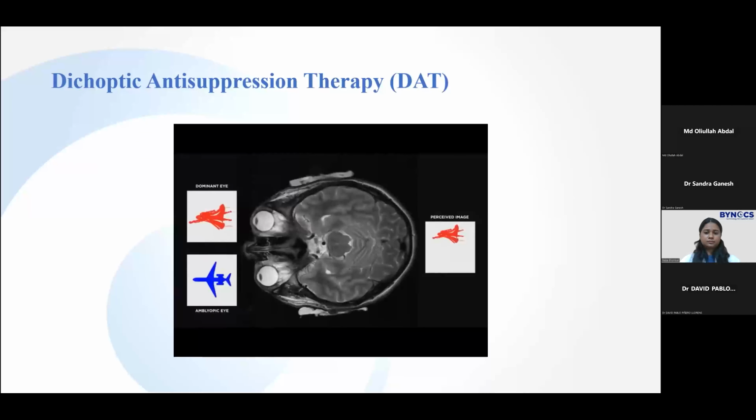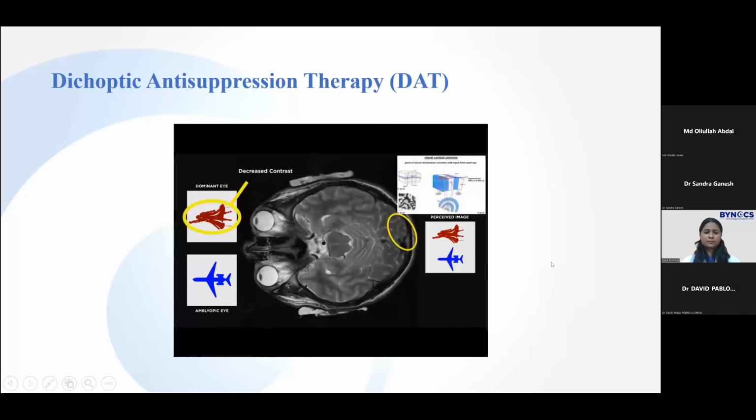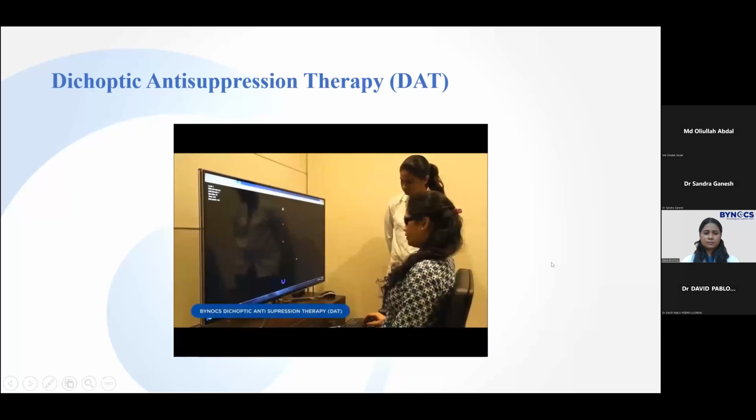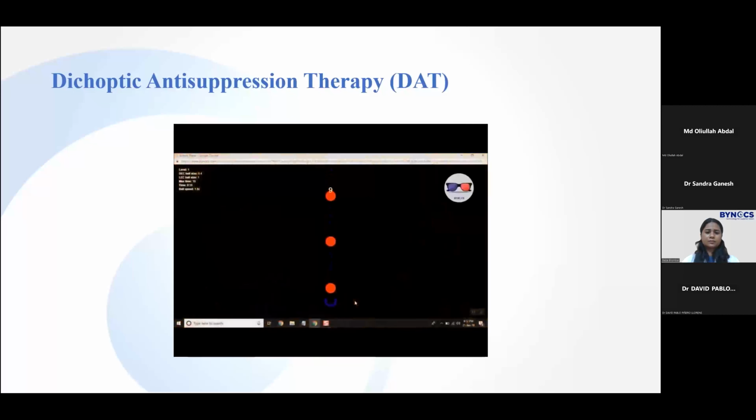In dichoptic therapy, a contrast-adjusted stimulus is presented to each eye, with the better eye getting the stimulus with reduced contrast. It promotes development of binocular vision by reducing inhibitory interaction and suppression within the ocular dominance column. BYNOCS now offers this dichoptic anti-suppression therapy in the form of games.